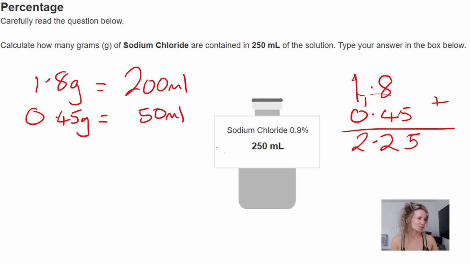That's 2.25. So therefore, 2.25, we've added these together, is 250 mils. Okay, so the answer is 2.25.